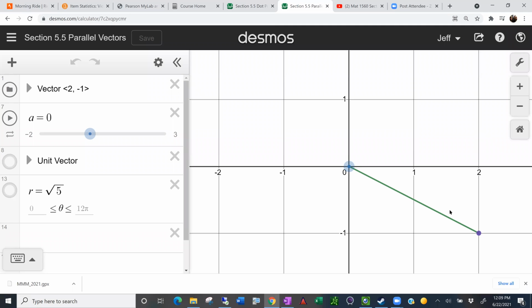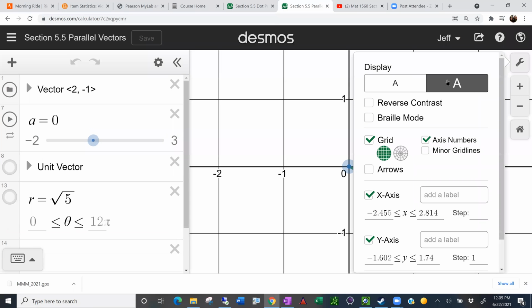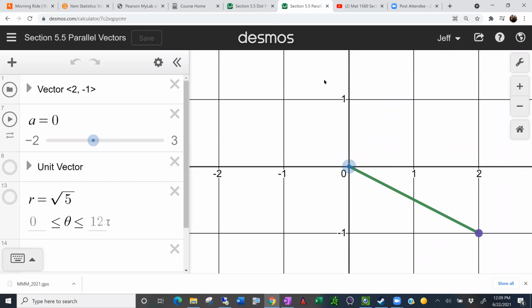So section 5.5 is going to talk about vectors. And what I want to start out with is a discussion of parallel vectors. Now this used to bother me, and I'm not sure if I've gotten used to it or it just doesn't bother me anymore, but I'm going to change my display to be a little bit bolder by clicking the tool icon and then clicking that letter A, the capital letter A.